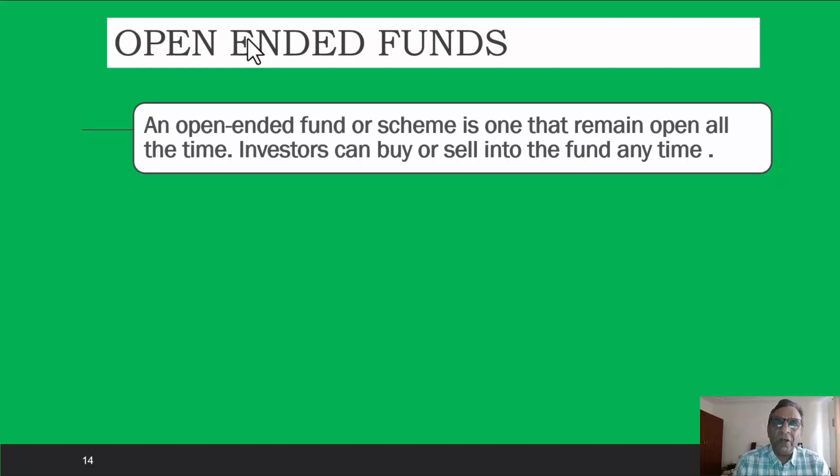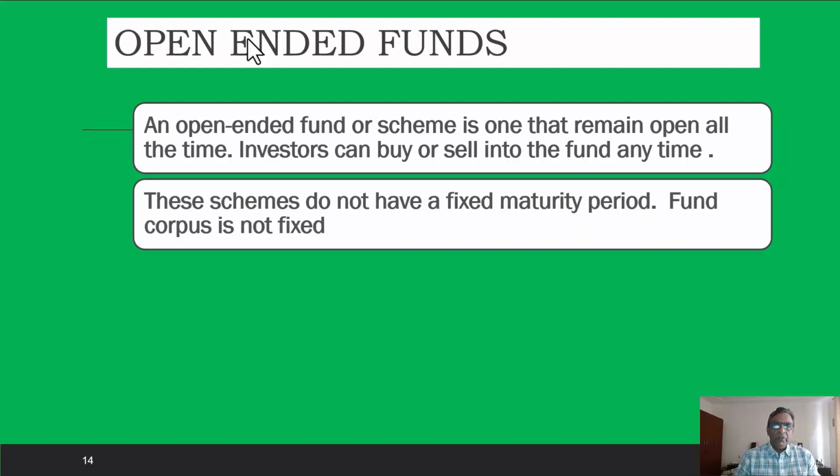Now let's talk about open-ended funds. An open-ended fund or scheme is one that remains open all the time. Investors can buy or sell into the fund anytime. Open-ended schemes are open, and investors can freely invest anytime they want, or redeem their investments anytime they want. These schemes do not have any fixed maturity period, which means they can be there for 5 years, 10 years, 15 years before the fund manager decides to close that fund. So the fund corpus is not fixed, which means people will keep investing, people will keep redeeming, and the fund will keep growing. It doesn't have a fixed corpus.